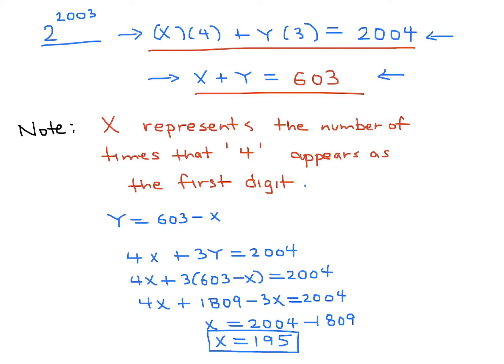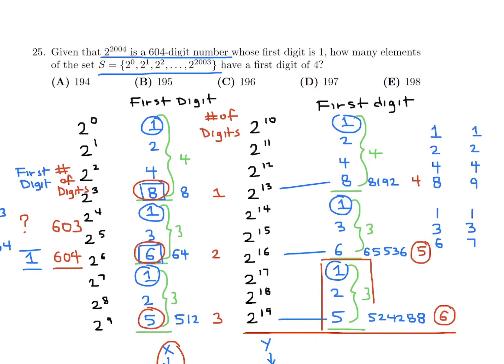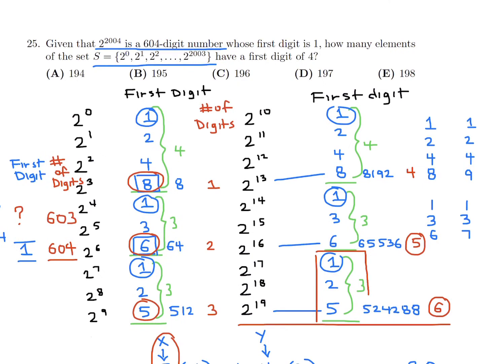And since x represents the number of times that 4 appears as the first digit, 4 appears as the first digit 195 times for the set that goes all the way up to 2 to the power of 2003. And therefore, number 25, the answer is B.